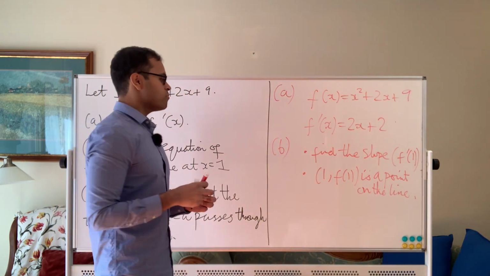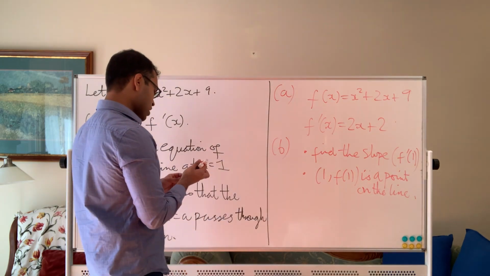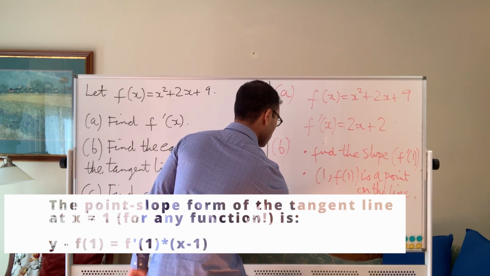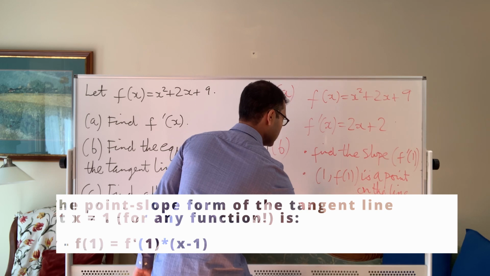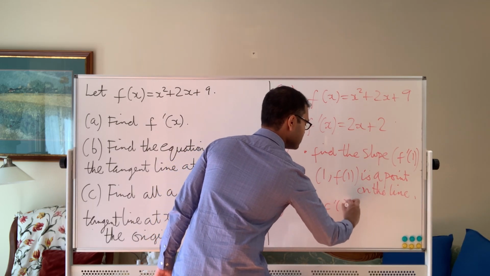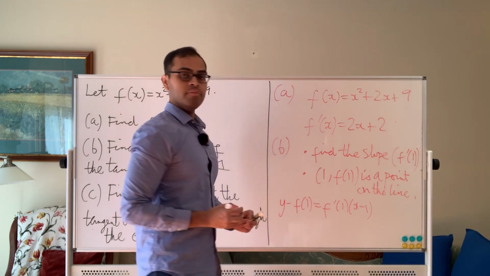Okay, so let's do the point slope form of the line. The equation is going to be y minus f of 1 is equal to f prime of 1 times x minus 1. That's going to be the equation of a line.